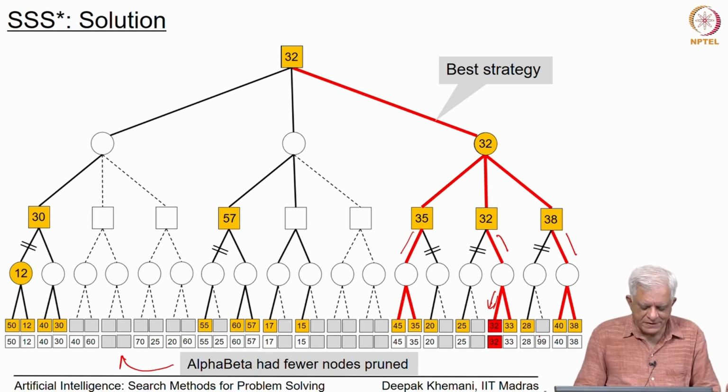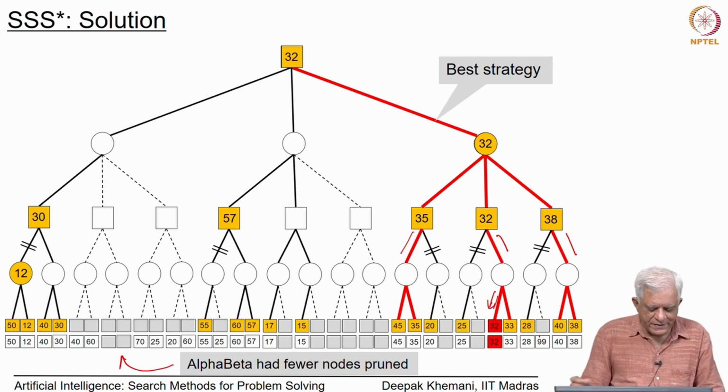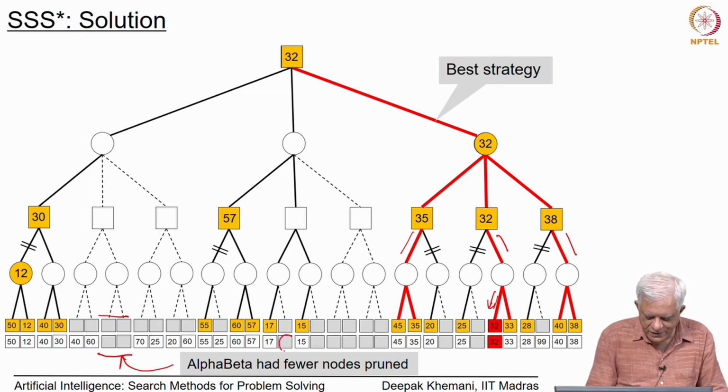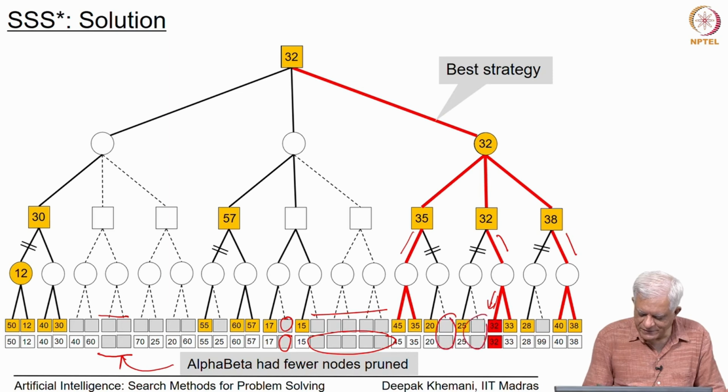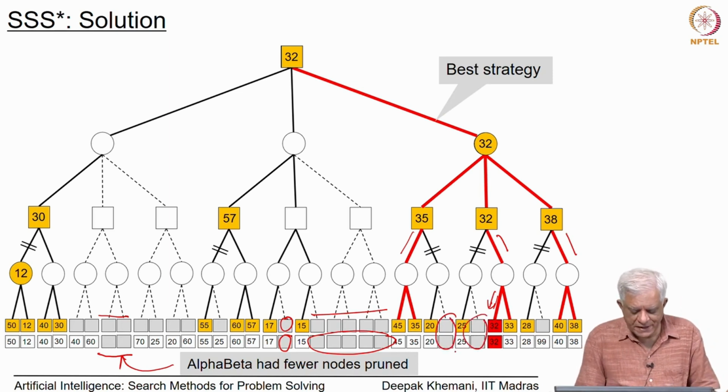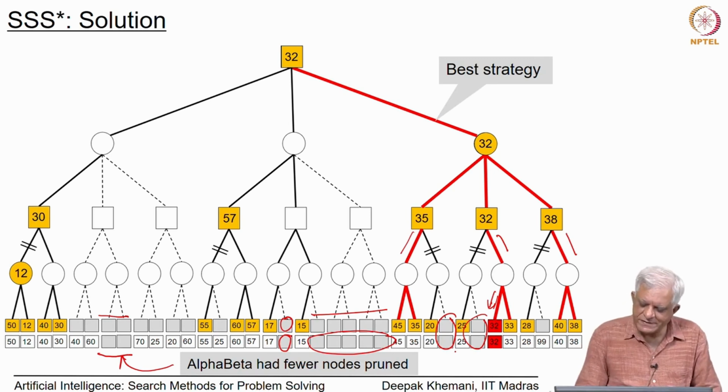If we had done alpha beta searching from left to right, then we can see that alpha beta would have pruned these two nodes, but these two nodes are also pruned by SSS star. Then alpha beta would have pruned this node, and this node is also pruned by SSS star. Likewise, alpha beta would have pruned these 5 nodes, they are also pruned by SSS star, and likewise for the other nodes that alpha beta has pruned. So, every node that alpha beta prunes, SSS star also prunes.